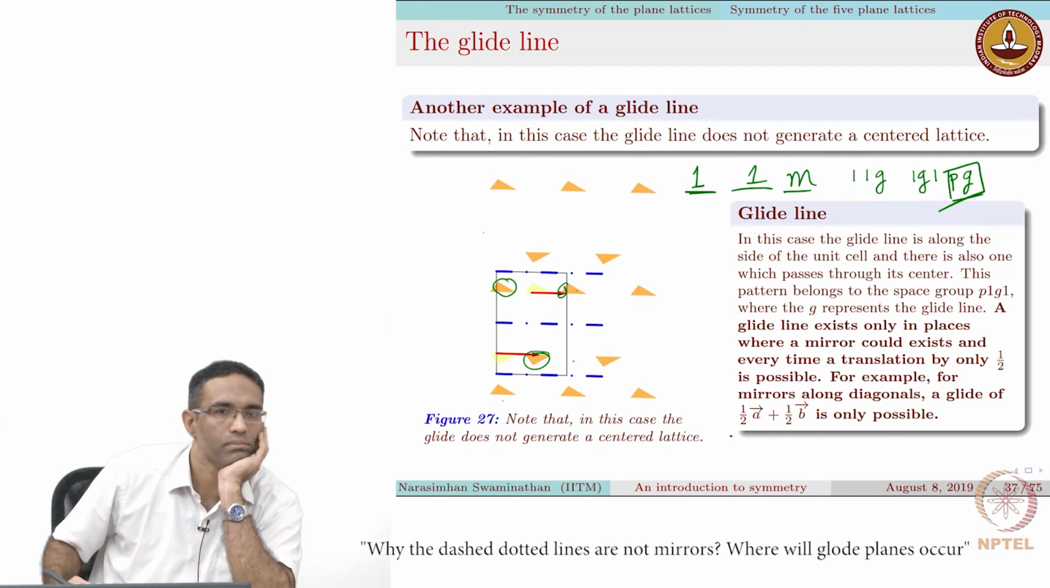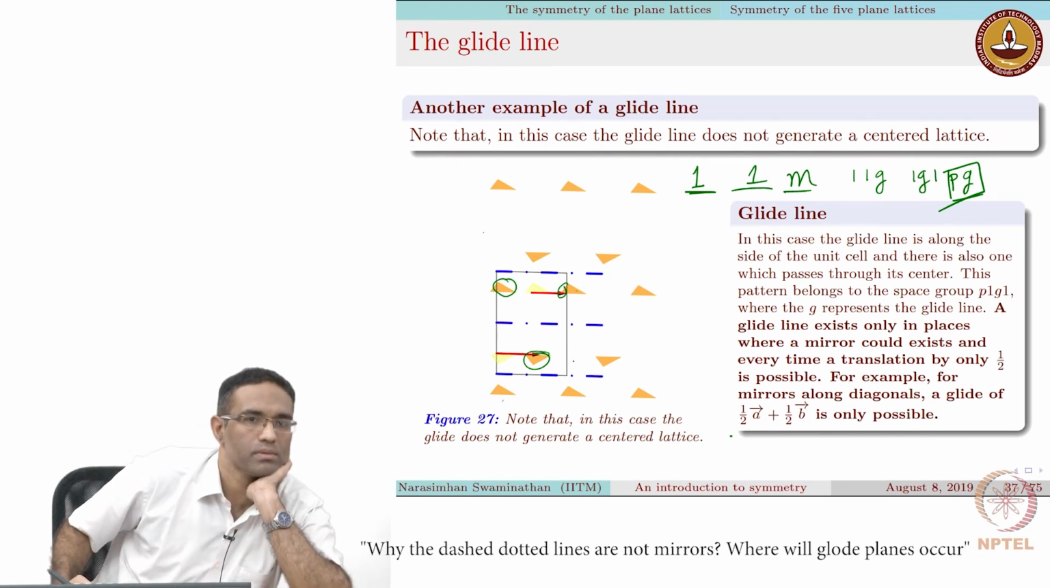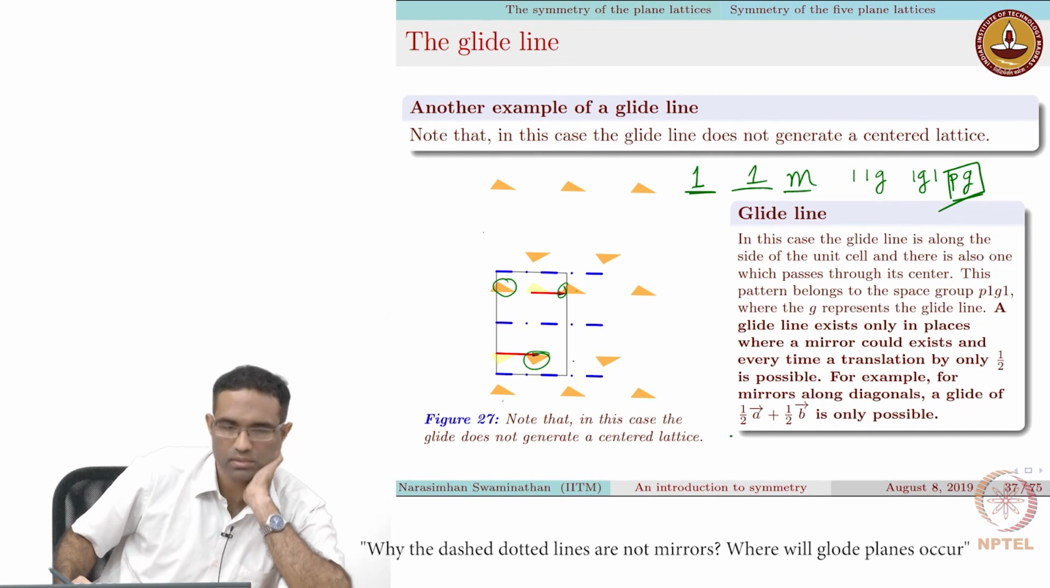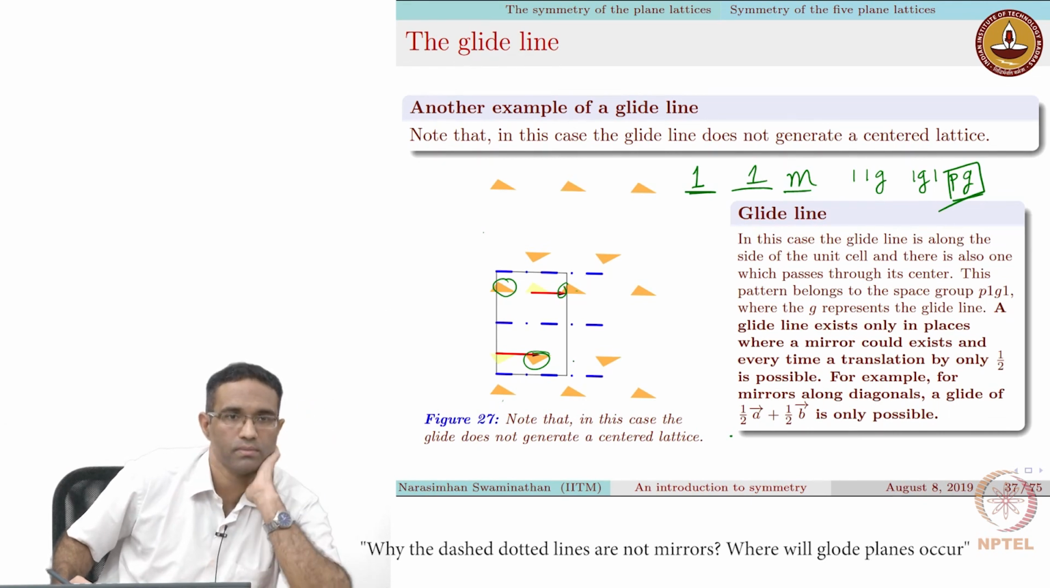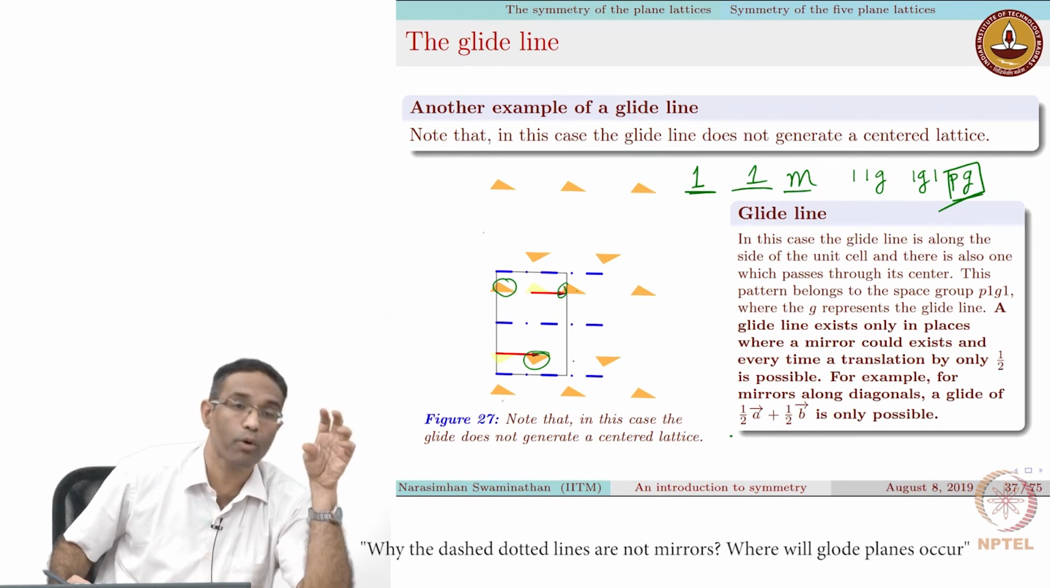Yes, M. What is that? When you are saying that it is mirror, you said that you will not include the translation when you are considering the translation. Yes. Right. I am not considering glide reflections. No, you are not considering glide reflection. Glide reflections are also translations. They are not point groups. They are not point symmetry operations.